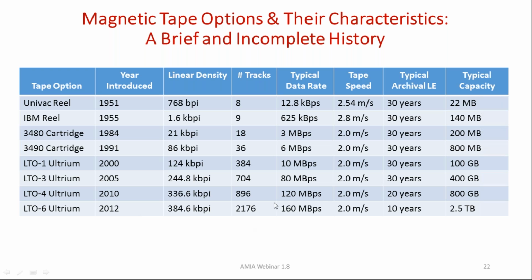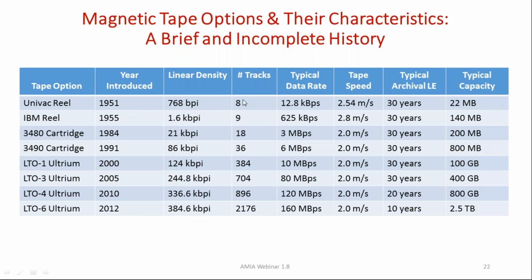The amazing thing that we see happening here are the densities. And linear density is how close the bits are. This is bits per inch. Notice that we start way back in the 50s with 768 bits in an inch. It seems like a lot, maybe to our naked eye it is, but it's not to a computer. And then look to where we are today. We're up at 384,000 bits per inch. Just amazing.